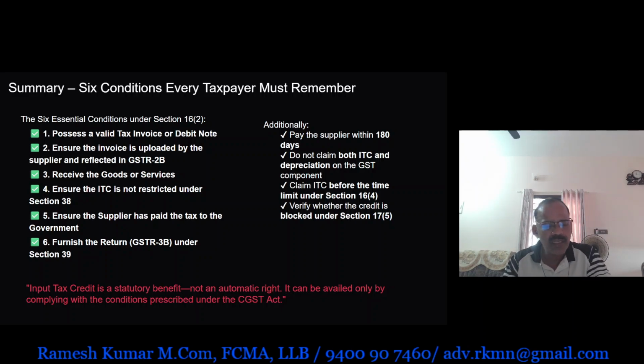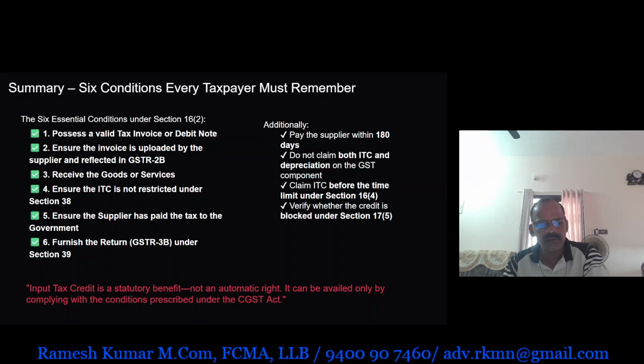So importantly, remember 3 more important points. You may please make the payment within 180 days to the supplier. The 180 days should start from the date of invoice issued by the supplier. Do not claim both ITC and depreciation, either one. No double benefit. Claim ITC within the statutory time limit. I told you November 30th of the following year or date of filing of annual return, whichever is earlier. And finally, always verify whether the credit is blocked under section 17(5).